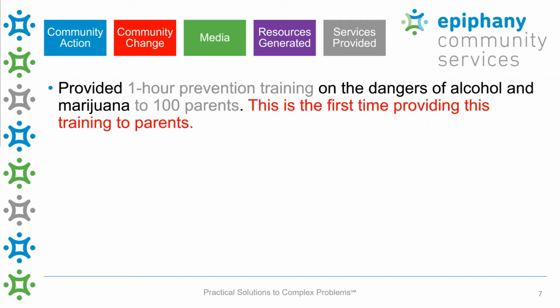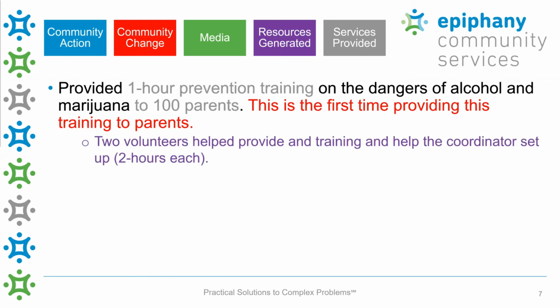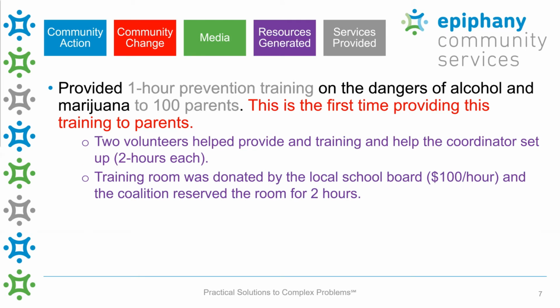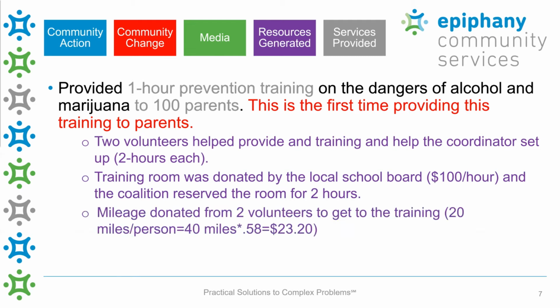All right, the next thing we're going to do is look at our next part of our description. And these are a little bit easier. Obviously, these are our resources generated. So we had our 2 volunteers. We want to make sure to highlight that in purple. We had our training room donated. That's going to be in kind for our space that was donated. And then we had our mileage donated from our volunteers. We got that in there as well.